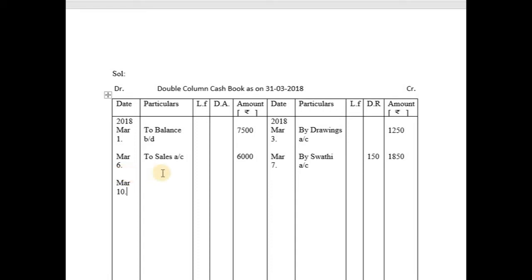You are receiving the amount from bank, so it will be recorded on debit side. It will be recorded as to bank account. What is the amount that you are receiving? You are withdrawing 1400 rupees from bank, so 1400 will be recorded on debit side.